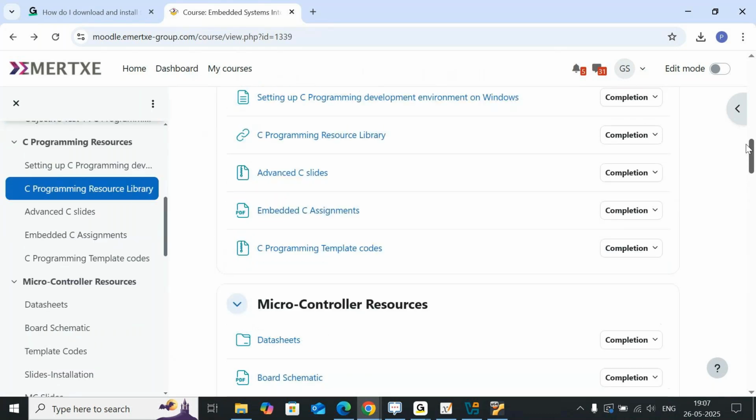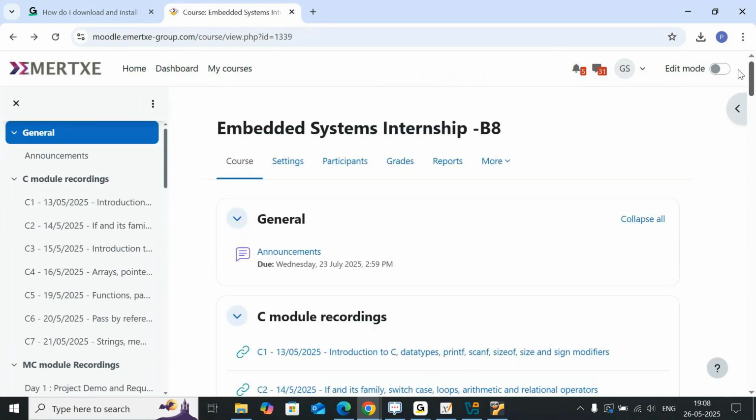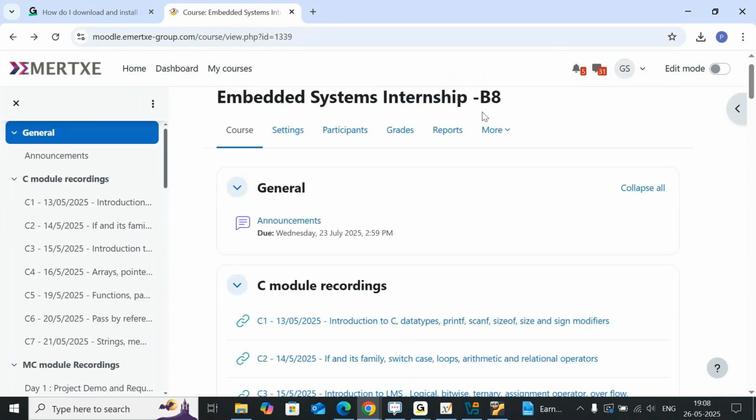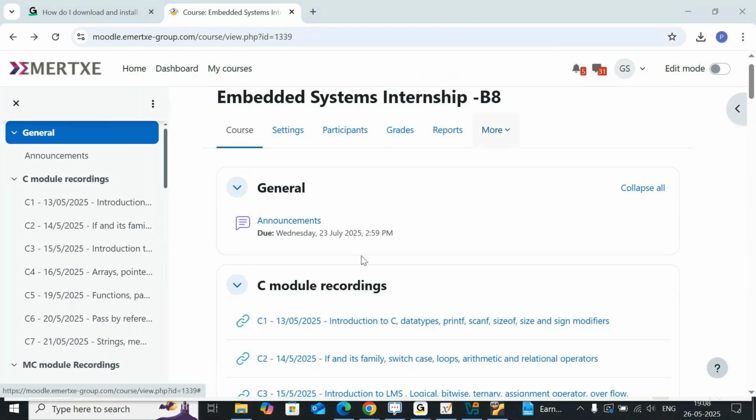Okay, the recordings. No class recordings in the same course, Embedded System Internship General is there. Here there is an announcement. In fact, we will add one more row here for queries, for a discussion forum. It is not available currently. We will add a discussion forum here.